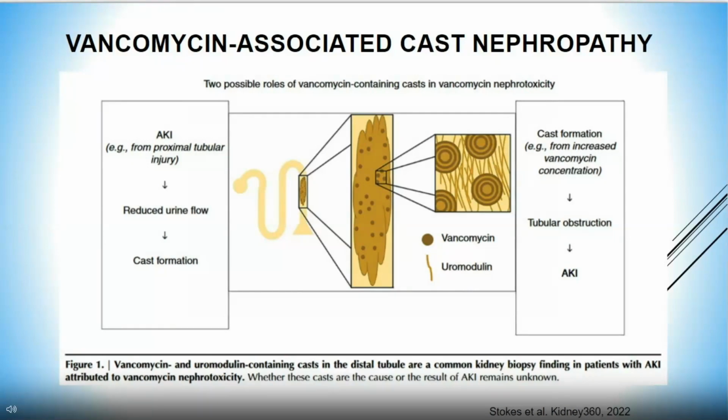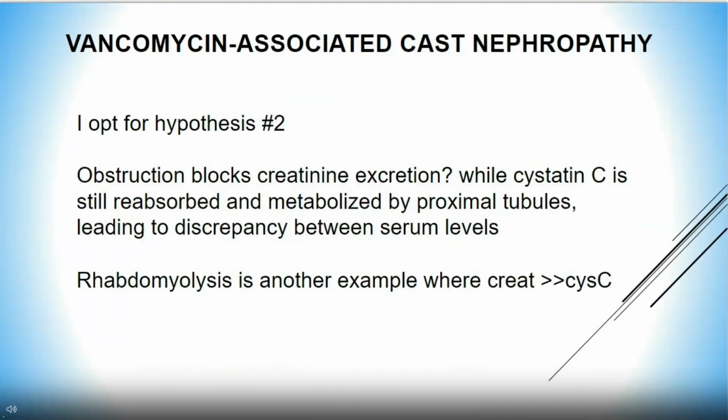Either the acute kidney injury comes first from proximal tubular injury, and this leads to reduced urine flow and CAS formation, or maybe the CAS formation starts first from the increased vancomycin concentration, which leads to obstruction of the tubules, which leads to the acute kidney injury. So in this case, I think it's more likely that the second hypothesis is the right one.